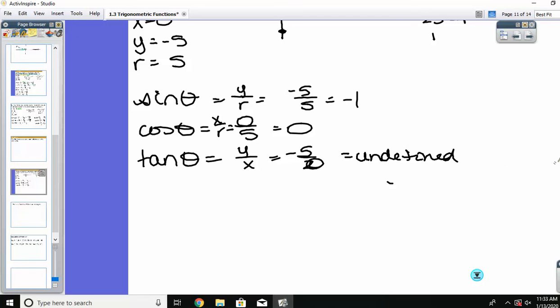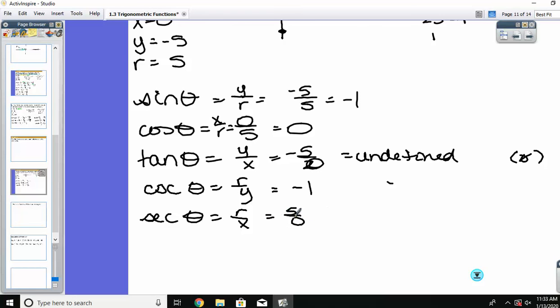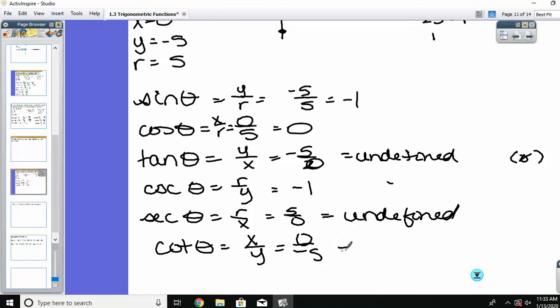You can put the no solution symbol, that's okay. I'm just typically going to write the word undefined. A notation, they mean the same thing. Okay, reciprocal of sine is cosecant, so r over y, or just the reciprocal of -1 is -1. Secant, r over x gives you 5 over 0, which is undefined. Reciprocal of 0 is undefined. What's the reciprocal of undefined going to be? 0. If you do your cotangent, your x over y, you get 0 over -5, which is 0.